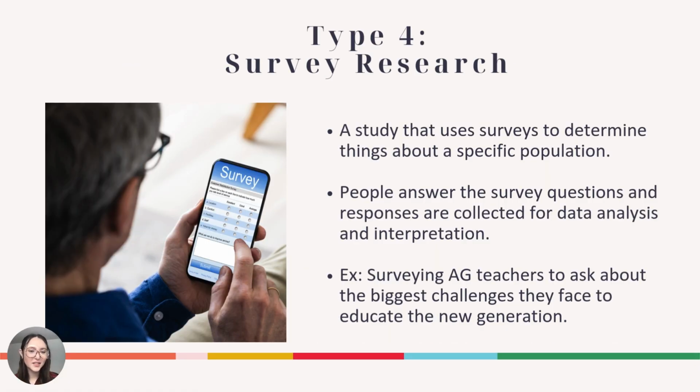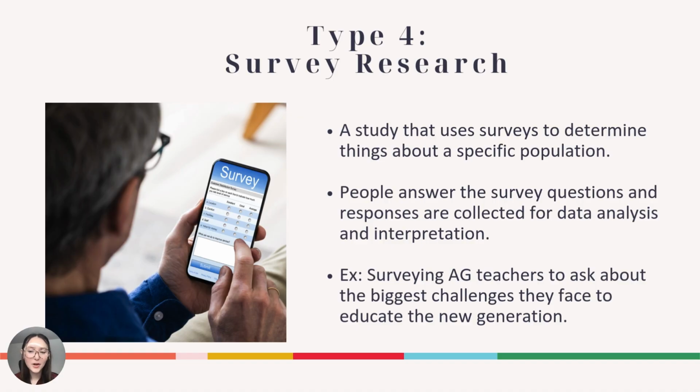A fourth type of research would be survey research. This is a study that uses surveys to determine things about a specific population. People answer the survey questions, and responses are collected for data analysis and interpretation. Survey research is often used in all kinds of research types.